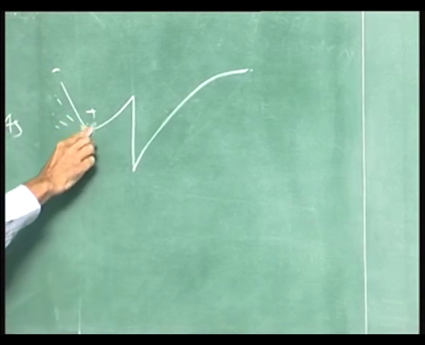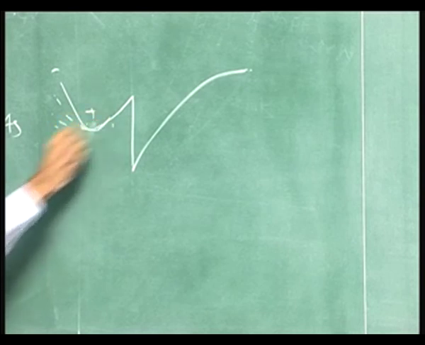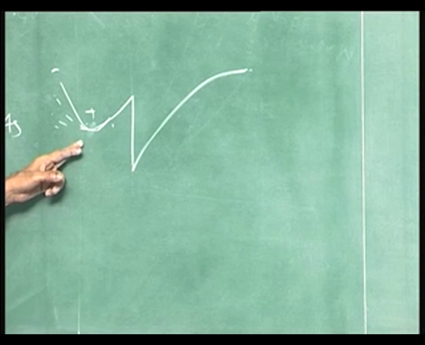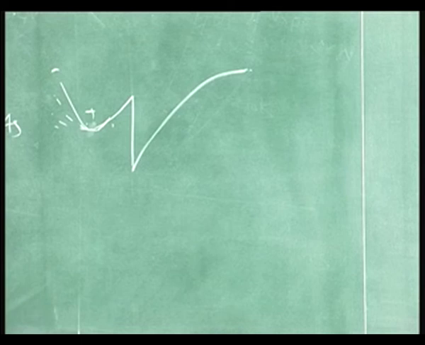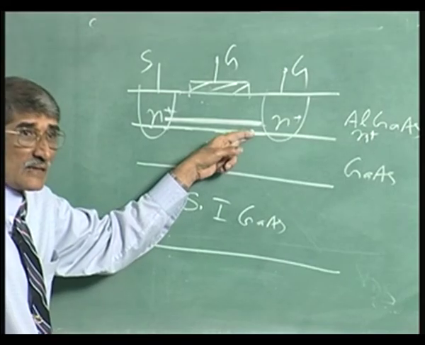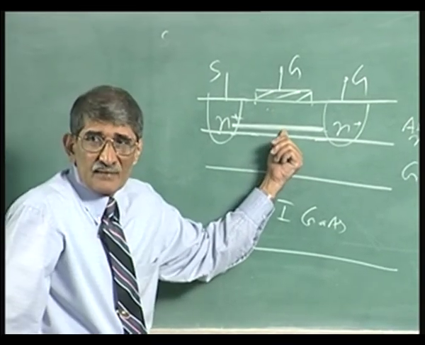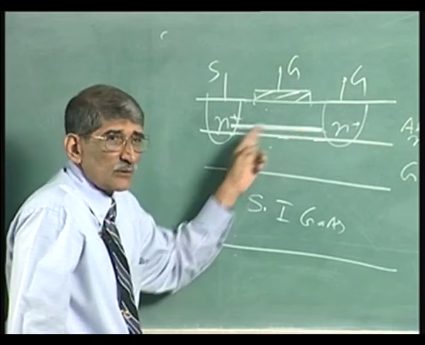Okay. It will just open up here like that. If it opens up, that is bad news, because the current transport will take place through that layer which is opened up. If that layer is opened up, there will be a channel for current flow through the heavily doped layer. In a heavily doped layer, mobility is low.